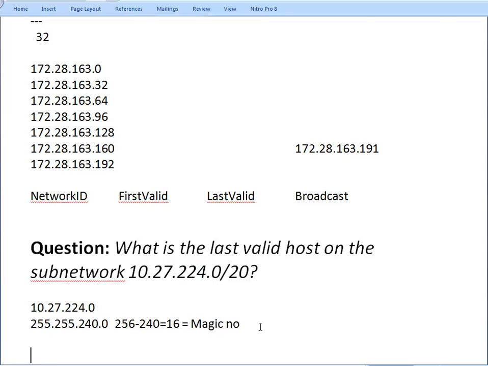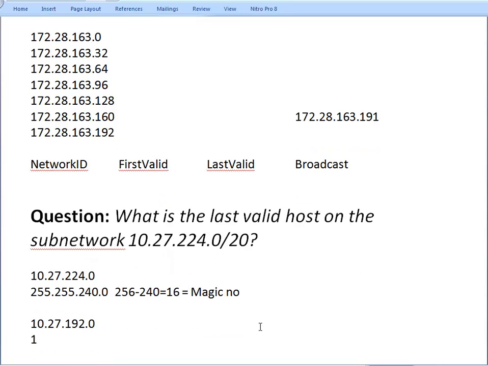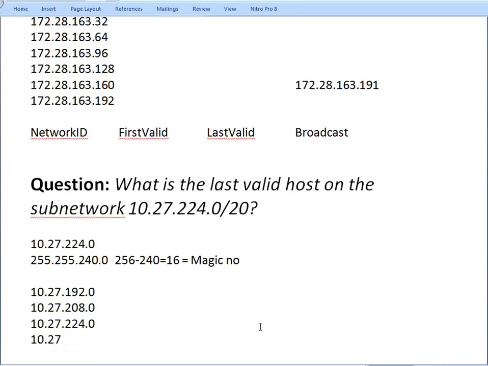Now I know at one point it's always going to be 192. If you have anything higher than, for example, 192, 192 will always be there. So I can start from there: 10.27.192.0, and then I can just continue adding 16. If I add 16 to this, it's going to be 208.0. If I add another 16, it's going to be 224.0. And if I add another 16, it's going to be 240.0.